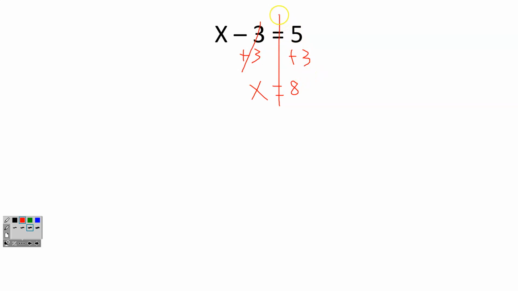So again, 3 things. Fence, what you do to one side, you have to do to the other, and list your answer as x or whatever the variable is equals.